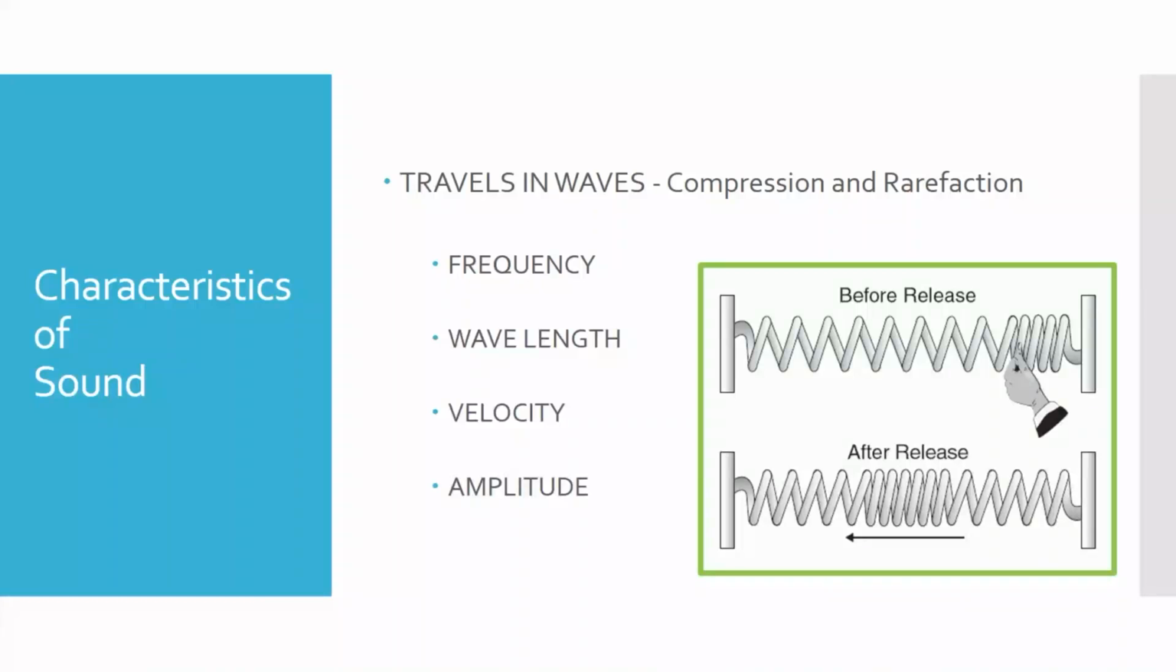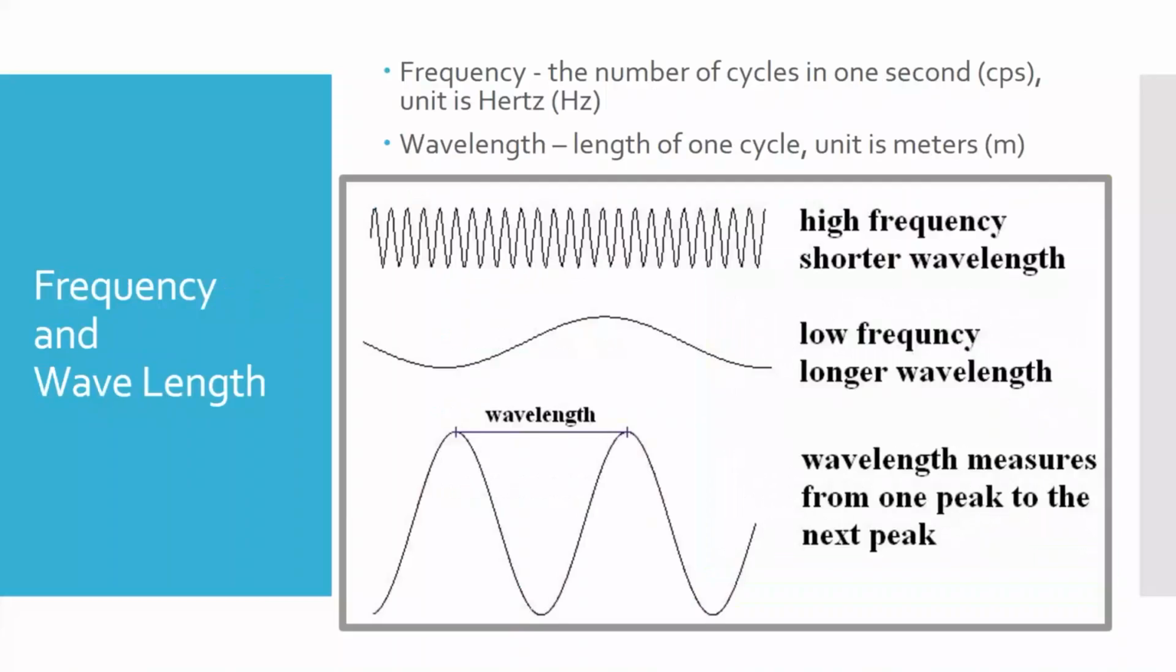So first off, frequency and wavelength are related to each other, and they're inversely related. If you have a high frequency sound, it's going to have a short wavelength. If you have a lower frequency sound, it's going to have a long wavelength. And the frequency is the number of times it makes a complete cycle.